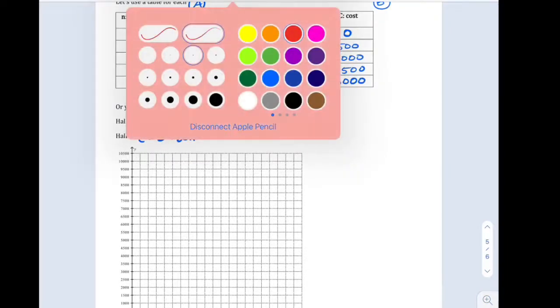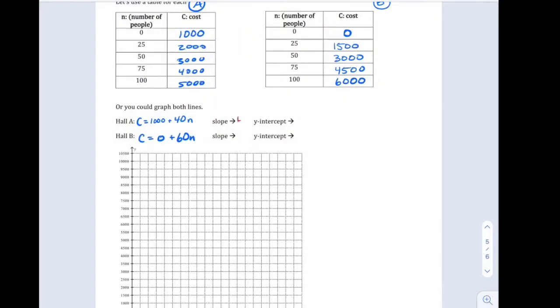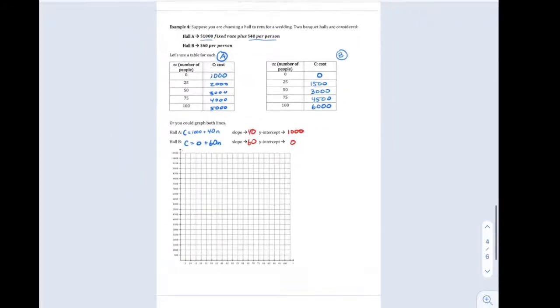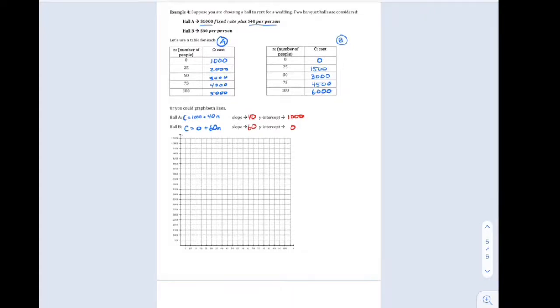I could say, well, my slope in this case is 40, right? The value that's with the variable. My slope for the second one is 60. It's the value with the variable. My y-intercept is the initial value, 1,000. For Hall B, my y value is the initial value, which is 0. So I can go about graphing it using that method too. It doesn't matter because you're going to end up with the same line at the bottom. And I know that you've covered some of this in grade 9. But let's just go about graphing these ones.